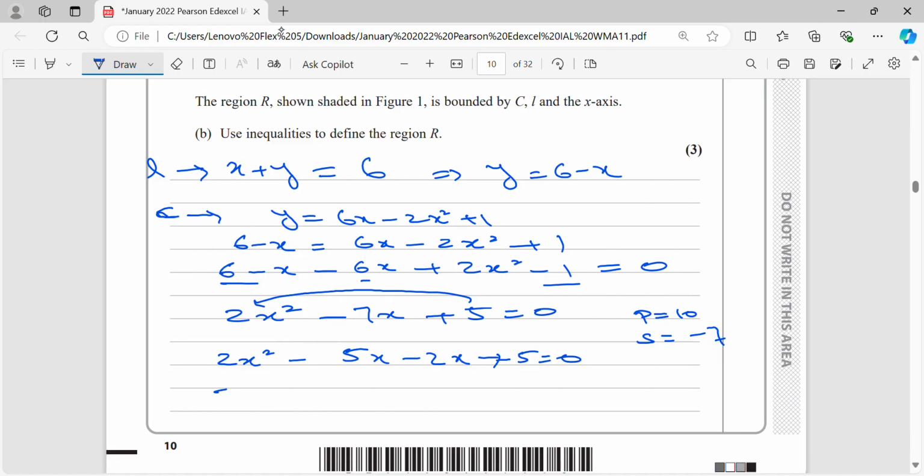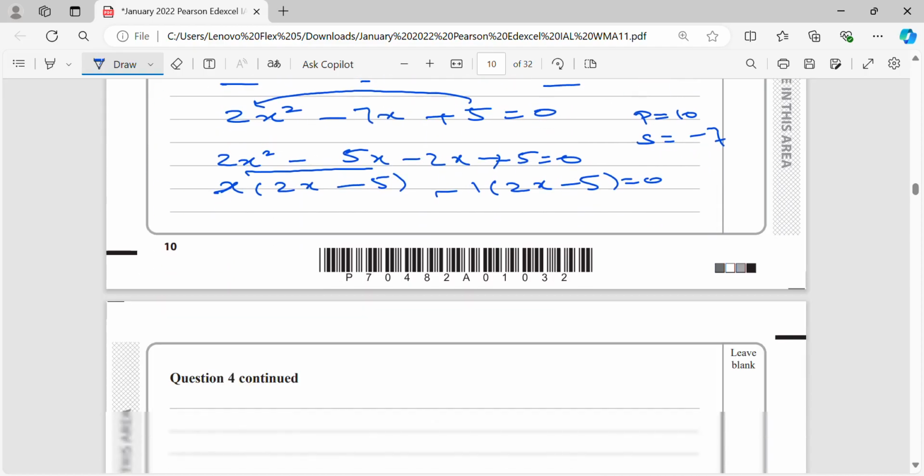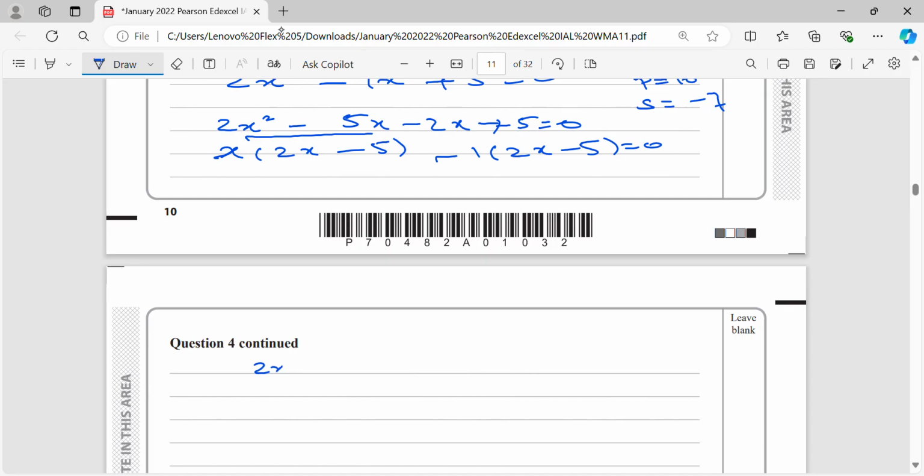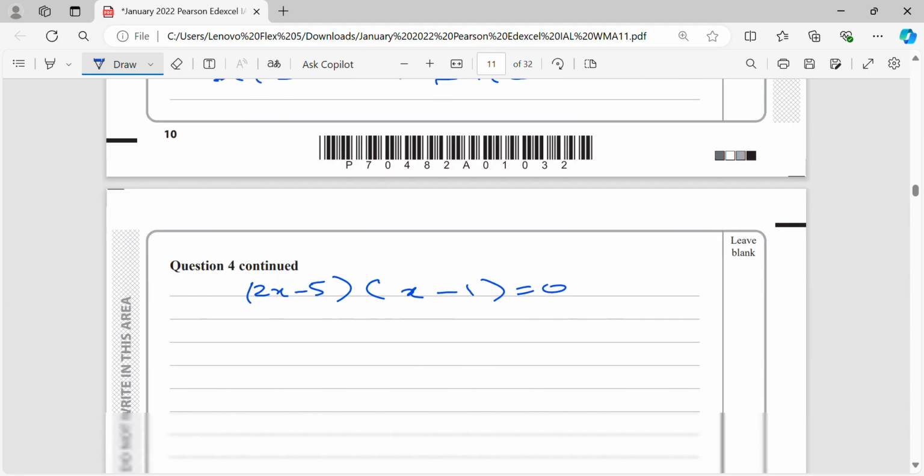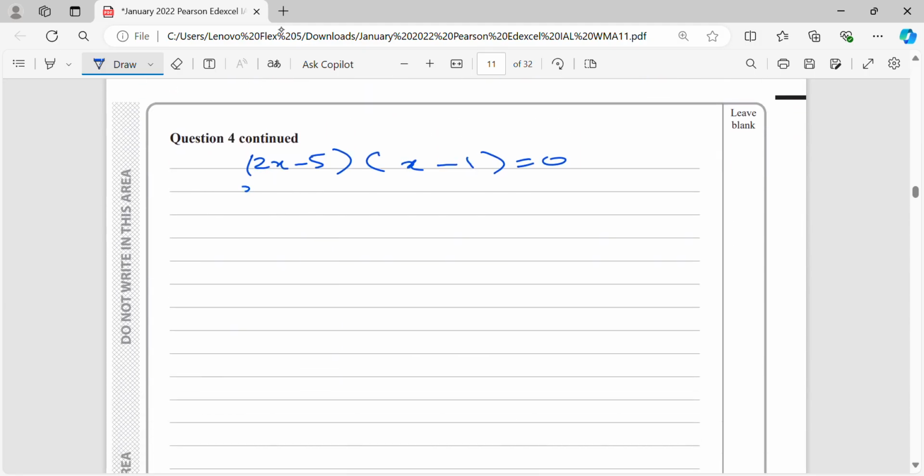So let's factorize it. Take x common from the first pair, so x times 2x minus 5, then minus 1 common, so minus 1 times 2x minus 5, equals 0. So 2x minus 5 is common in both. Take it out, and inside I have x minus 1 left over. Let's equate both the factors to 0. So x here is 5 over 2 and x here is 1.